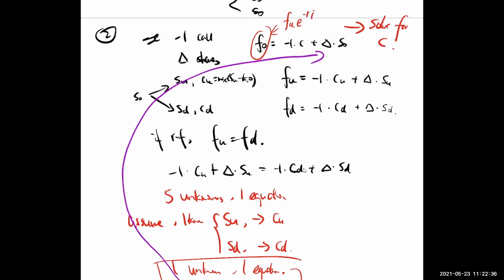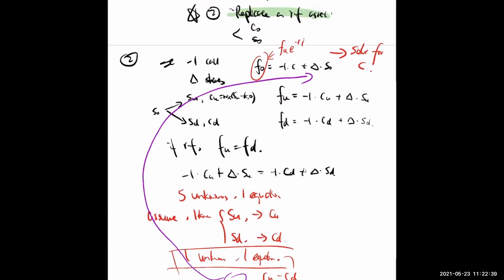And that's how we do it. And this is the first way to say how we price something: to replicate a risk-free asset.